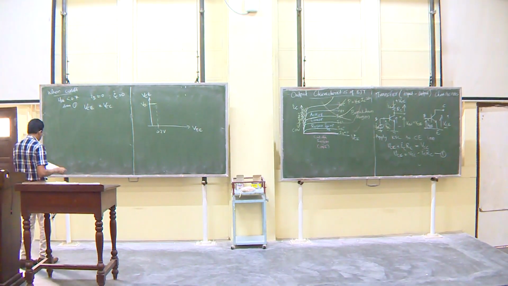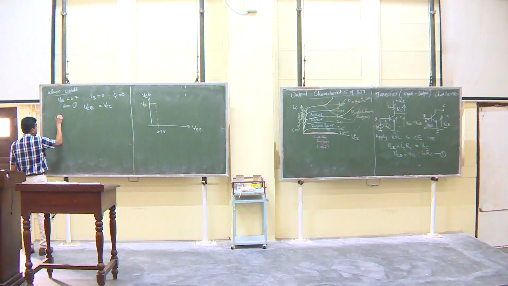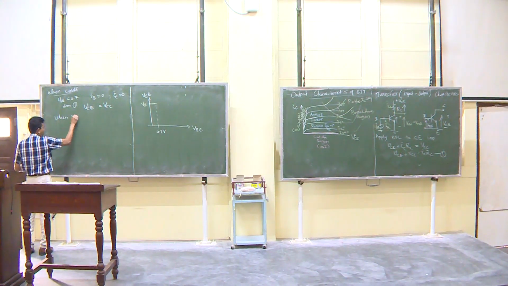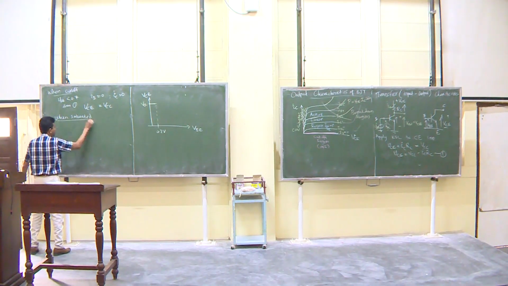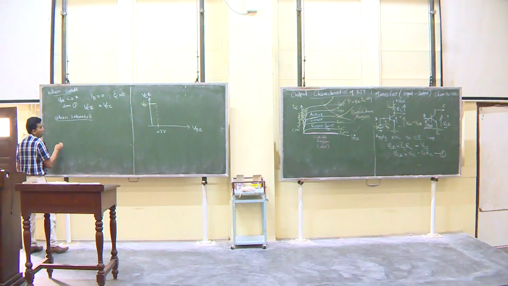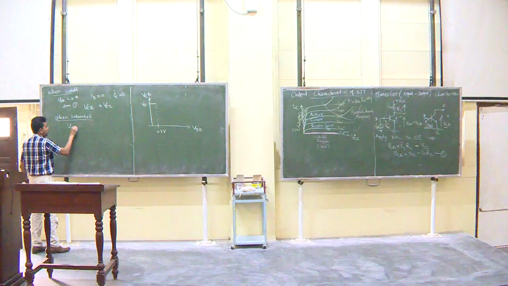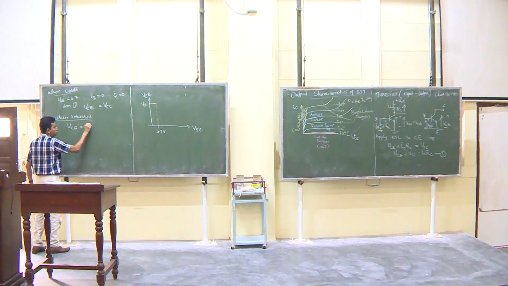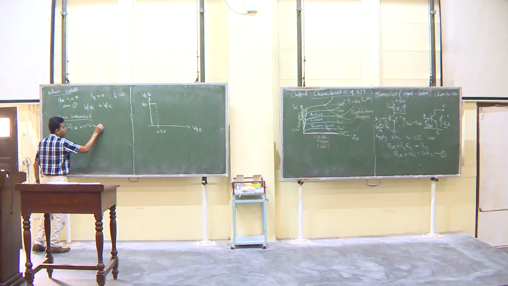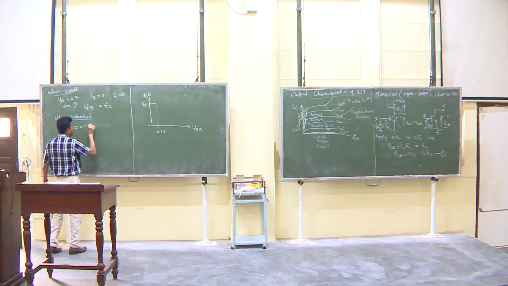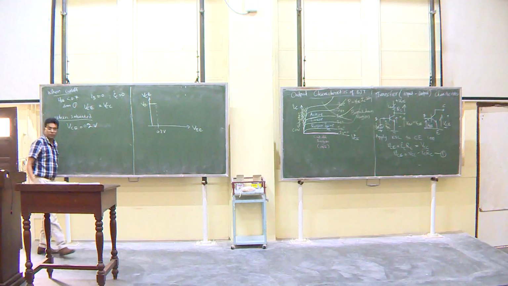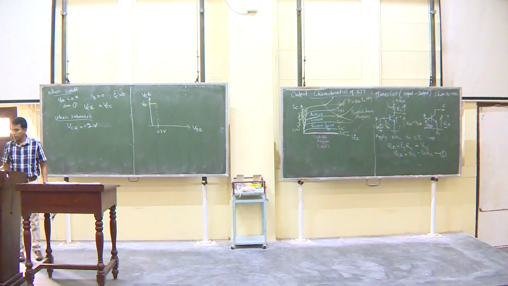Right. Next is when saturated. When saturated, we know that VCE is equal to 0.2 or roughly 0 volts, right. Let us say 0.2 volts, right.